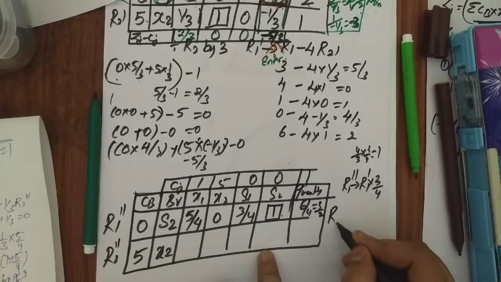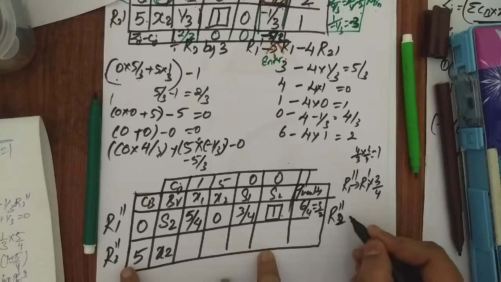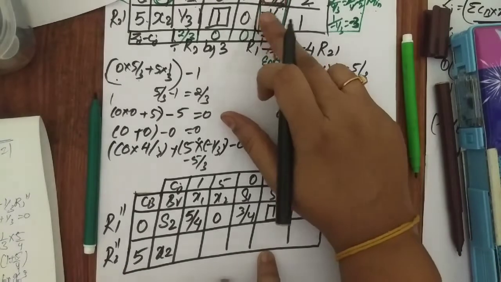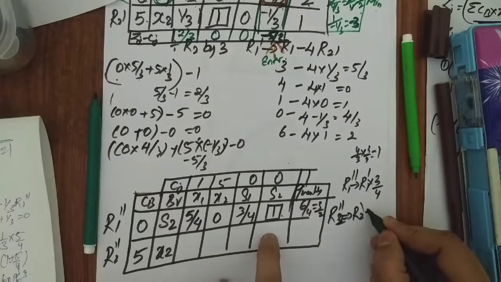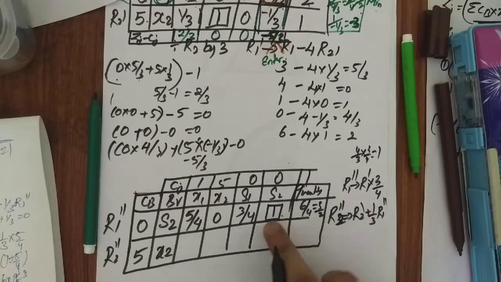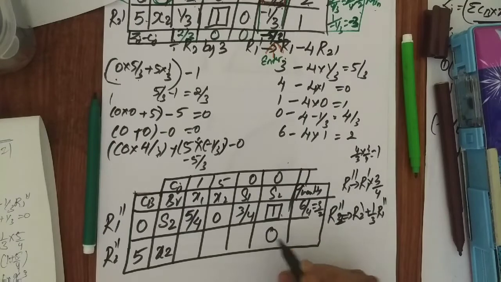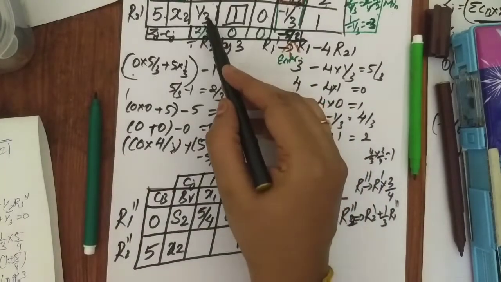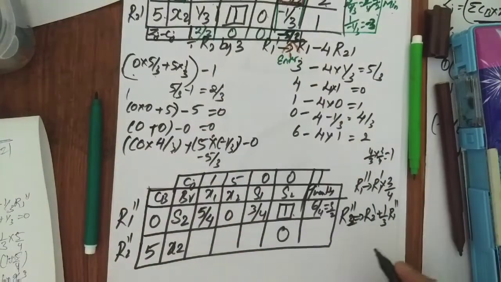So for that, can I use the row operation? R2 dash changes to R2 dash plus 1 by 3 into R1 double dash, because minus 1 by 3 we have here, plus 1 by 3. Obviously this will become 0. Okay, so we will perform this operation.